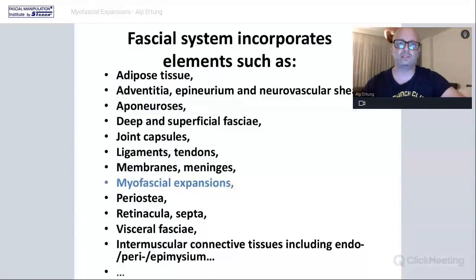So, the fascial system incorporates a lot of elements, and within these elements, in the latest functional definition and also the anatomical definition, we see the myofascial expansions. To underline the reason I want to underline these structures: these are very specific.